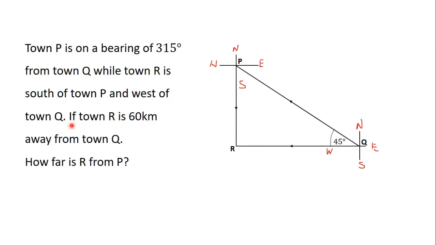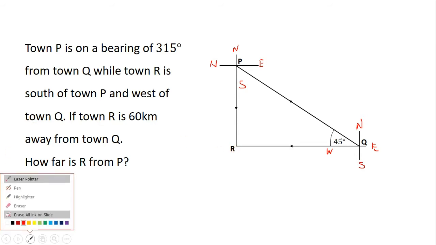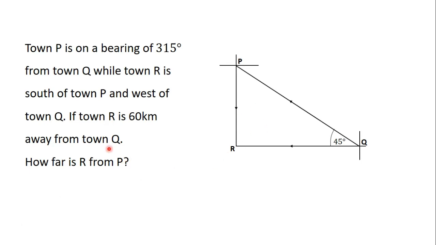and west of town Q. So town R, this same town R, is at the west of town Q. So if you are at town Q, move towards the west. Now you see these two lines will meet here. So that is the exact position of town R. So we have been able to draw the diagram for this information that has been given to us.